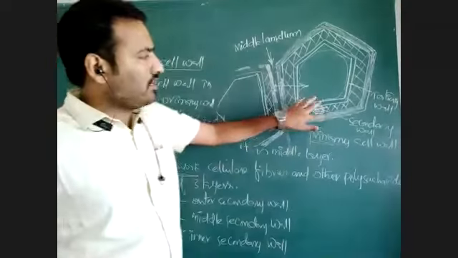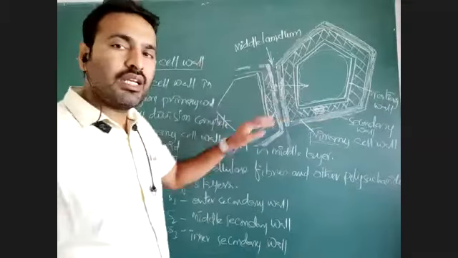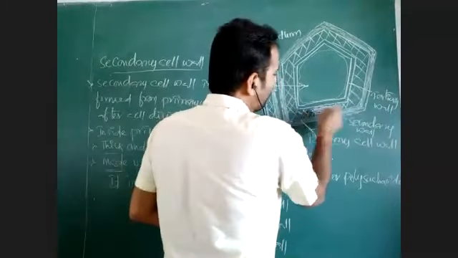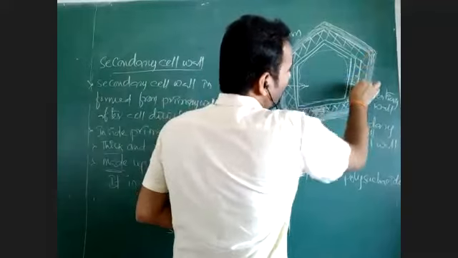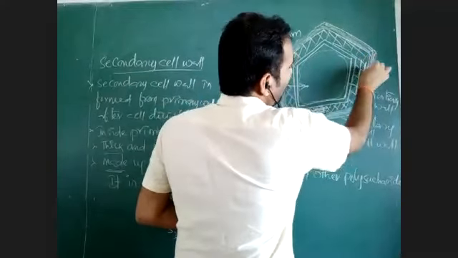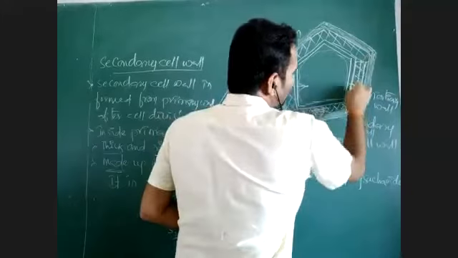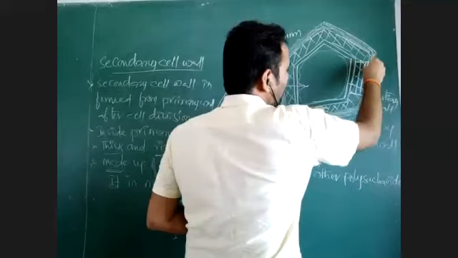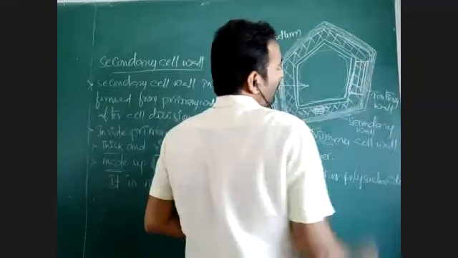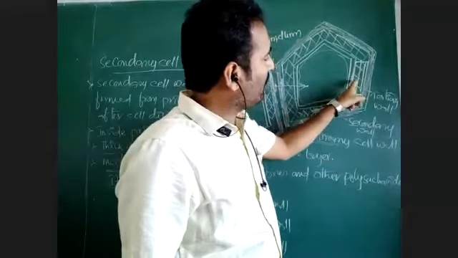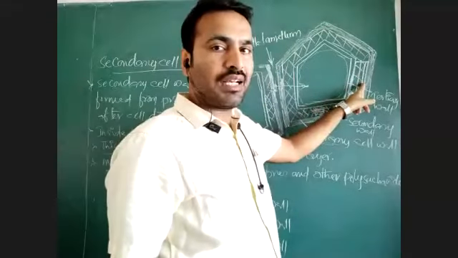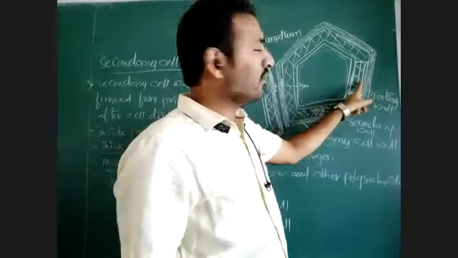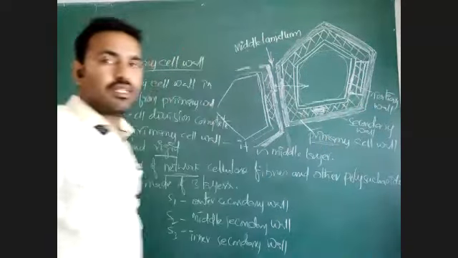The secondary cell wall is again divided into three wall layers. Suppose this is 1, 2, 3. This is totally the secondary cell wall, present throughout all surfaces of the cell, on all sides. If we divide that into three parts, the outer wall of the secondary wall is S1, the middle one is S2, and inside there is S3.